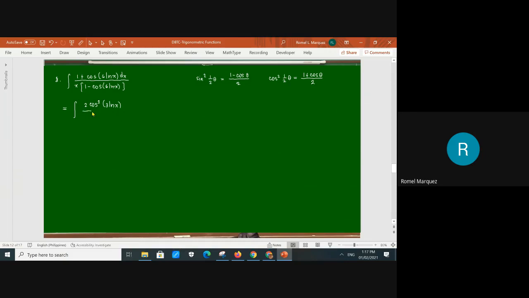Then over, what about 1 minus cosine? So ito yon. Kung 6 dito, this is 3 also, then times 2 sine squared of 3 ln x. And then times dx over x. Yung dx over x, potential differential yun ng ln. Okay? So I can have cancellation here. 2 is cancelled out.